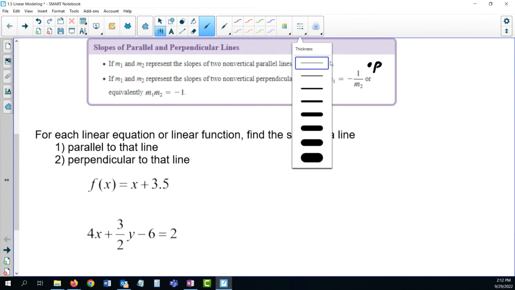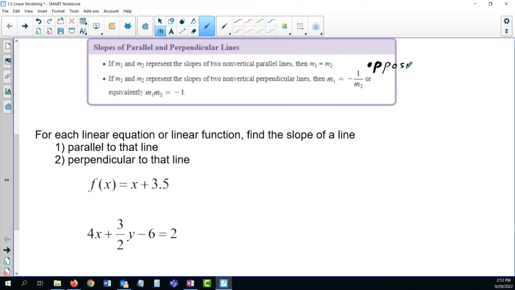Oh my goodness, that's way too thick. This is the opposite reciprocal of m2. Okay, and what does it do? If m2 is just sitting there, its opposite reciprocal is, it's in the numerator, move it to the denominator, and then change the sign out front. So that's why you don't hear me just say the reciprocal is the opposite reciprocal. If m2 is positive, its opposite reciprocal is negative, and everything changes places.